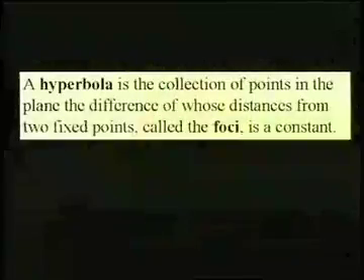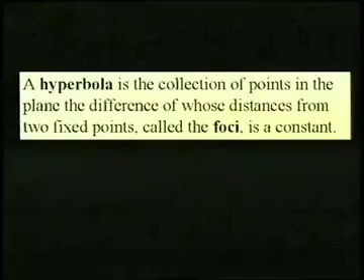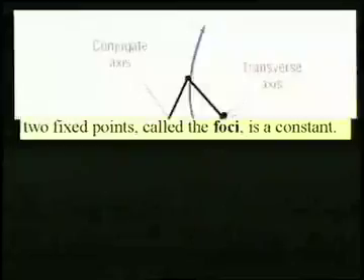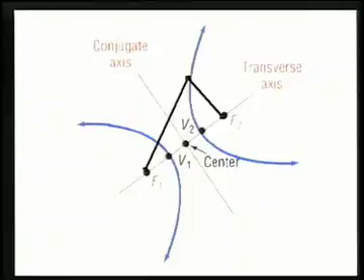The last conic section we're going to look at is a hyperbola. Let's look at a definition. A hyperbola is the collection of points in the plane, the difference of whose distances from two fixed points, called the foci, is a constant. To help you understand this definition, let's look at a picture.